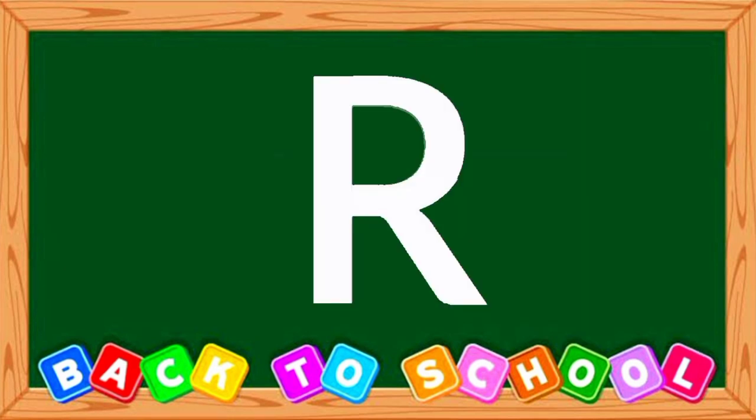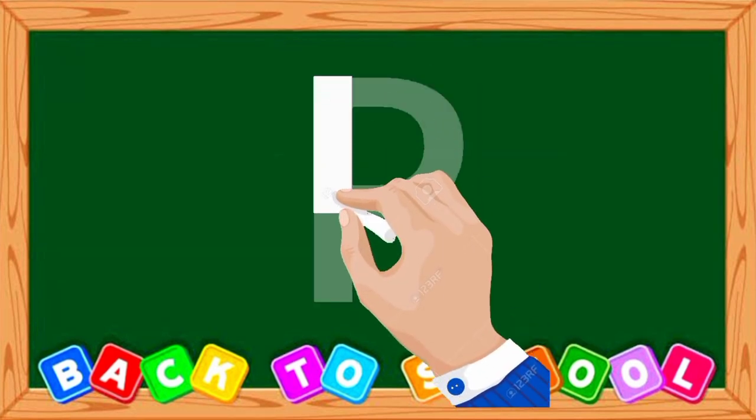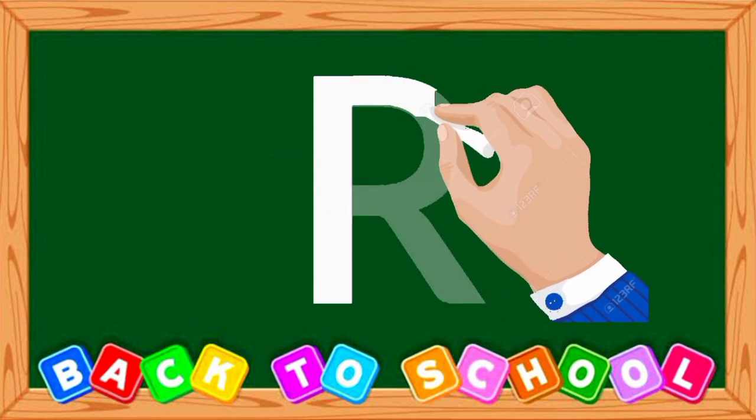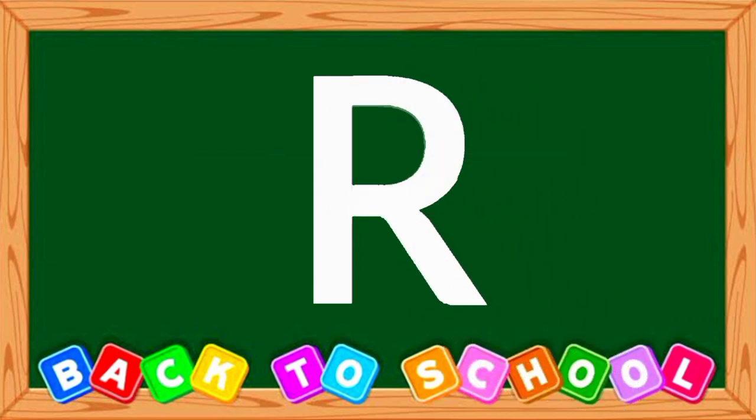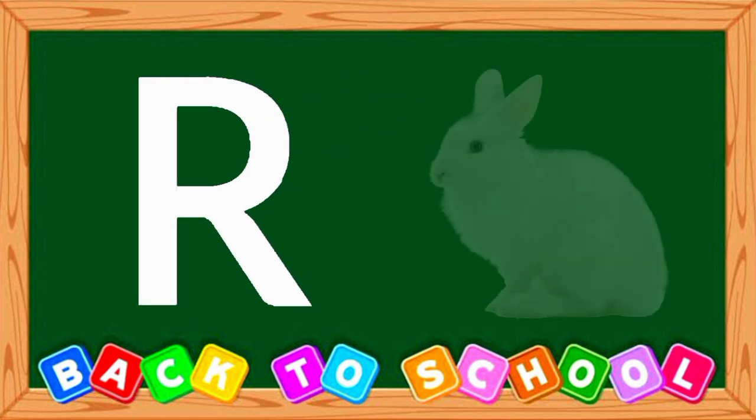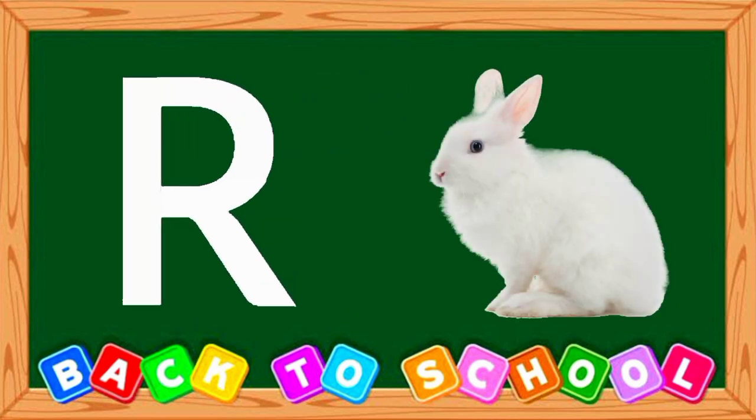Letter R. One standing line and a curve towards the middle with a slanting line towards the bottom makes my letter R. R says R. R as in rabbit.